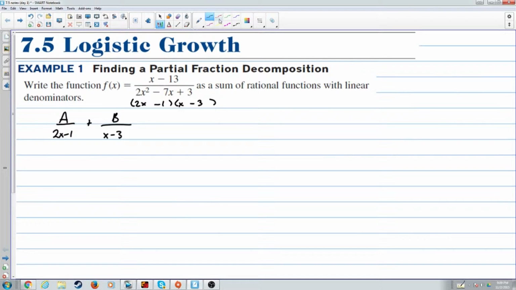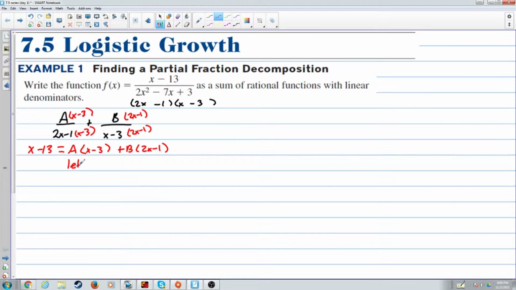And to get that, we're going to get the common denominator. So we need to multiply this by x minus 3 and this by 2x minus 1 on the top and the bottom. So we have x minus 3 on the bottom, 2x minus 1 on the bottom. Well, now that we have common denominators, we don't need the denominators to solve this. We have x minus 13 equals a times x minus 3 plus b times 2x minus 1.